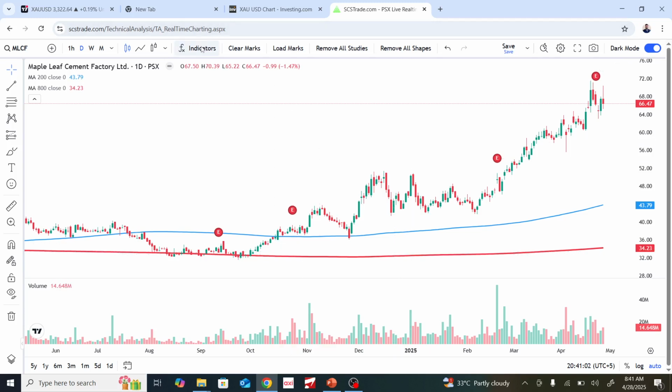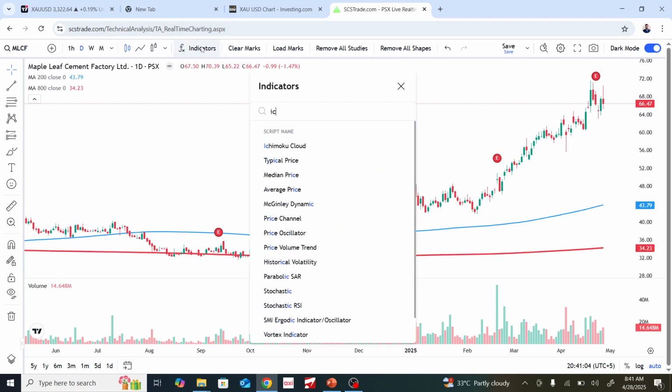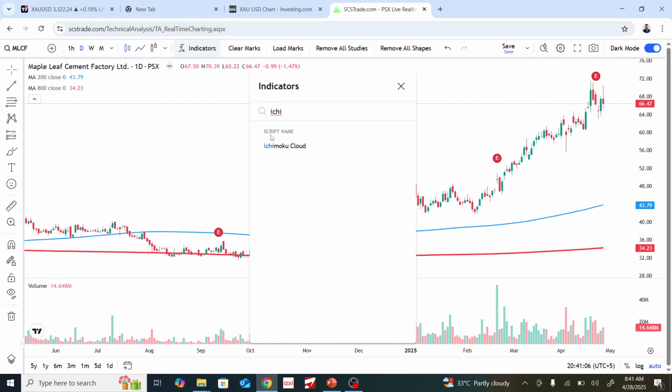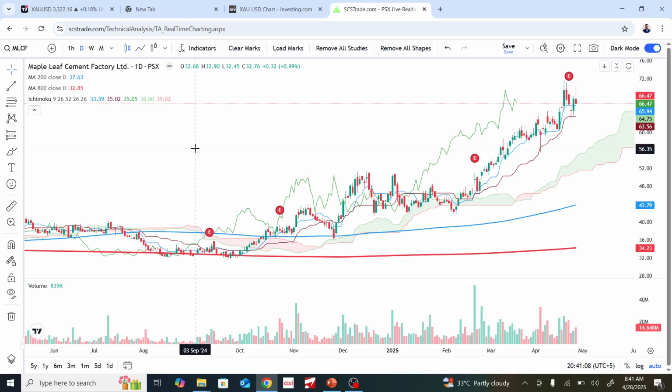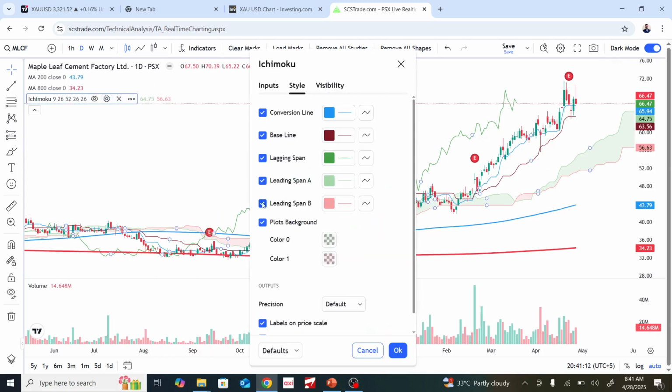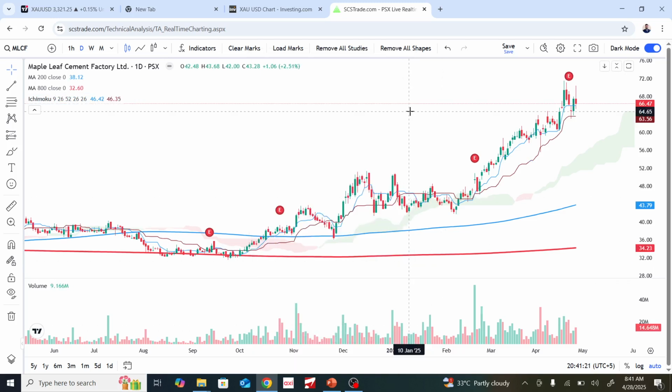Now you have to add another indicator, Ichimoku. You get this complex stuff. Go to the Ichimoku settings and uncheck leading span B, leading span A, and lagging span. Uncheck these three boxes. Now your system is ready.